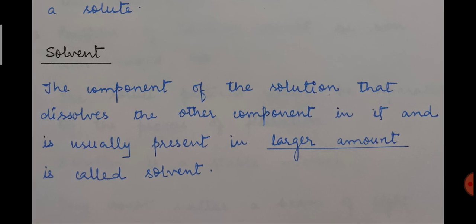Now let us discuss some examples. So the first example let us take is that of sugar solution. In sugar solution, sugar is the solute as it is present in lesser quantity, and water is solvent as it is present in larger quantity, and also sugar is dissolved in water.